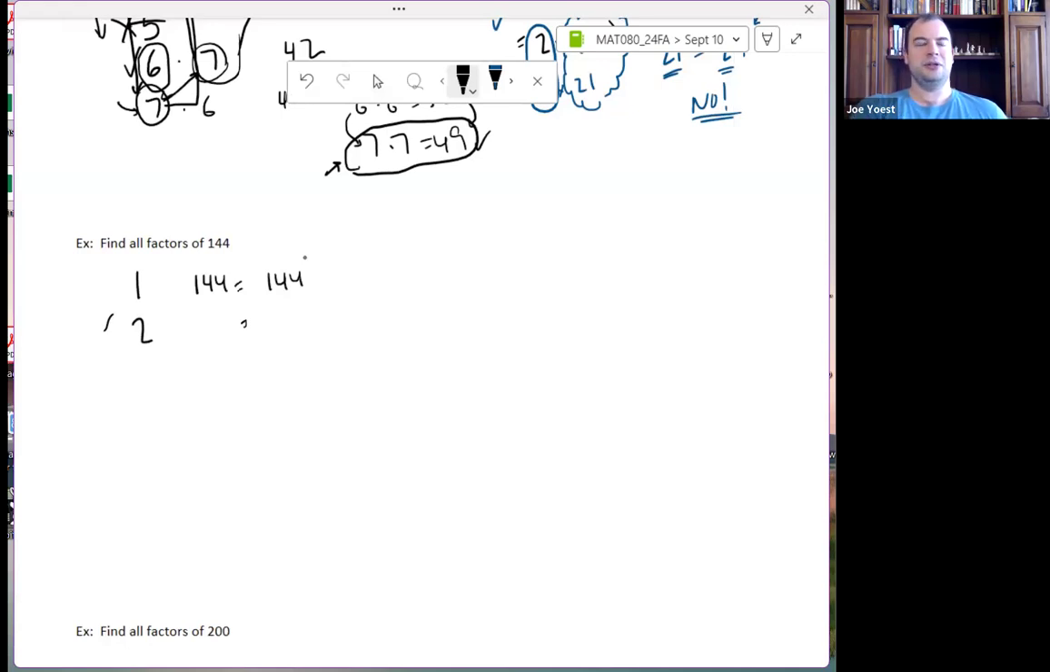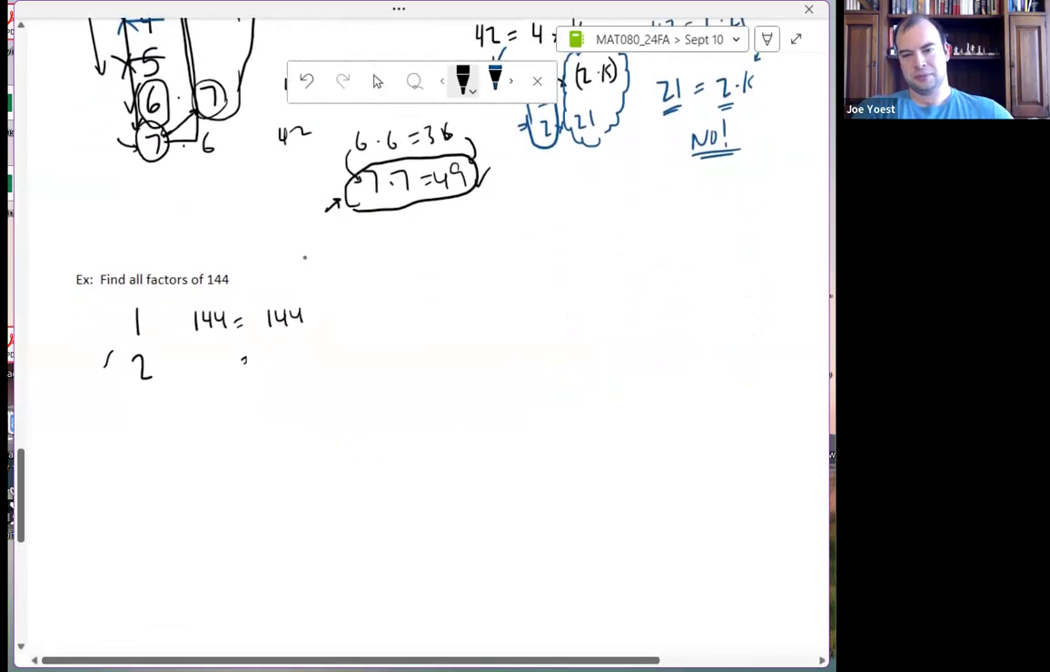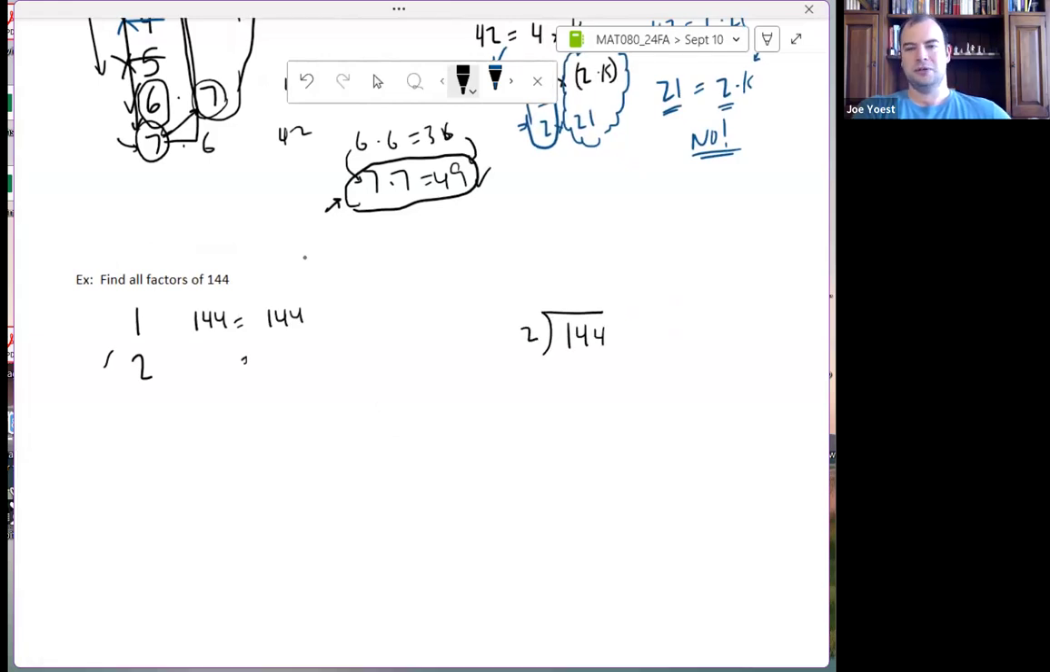I could wait till later to find my matching factor, but I see that I'm going to end up using that. I might as well just do it now. So what's 144 divided by 2? Does 2 go into 1? No. Does 2 go into 14? Yes, 7 times. 7 times 2 is 14. Bring down the 4. 2 goes into 4 twice. So 2 times 72 is 144.